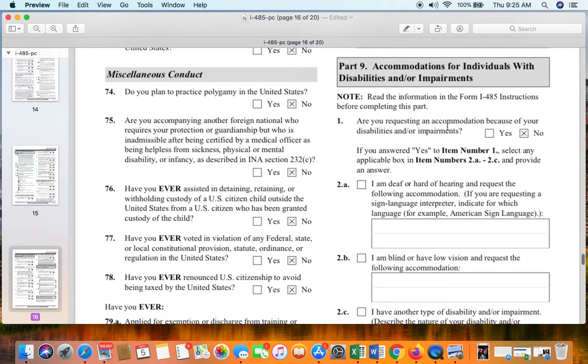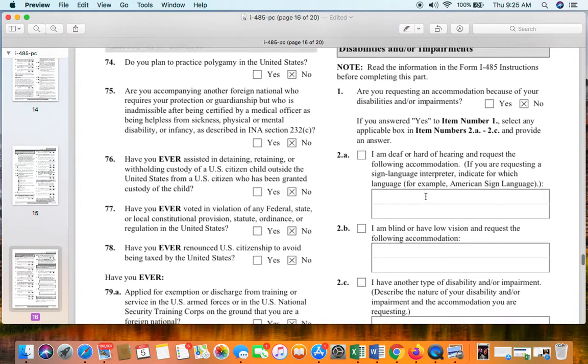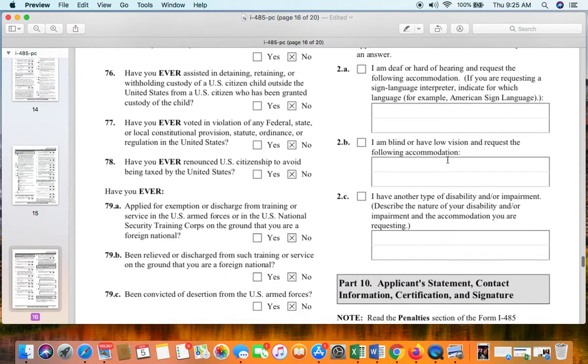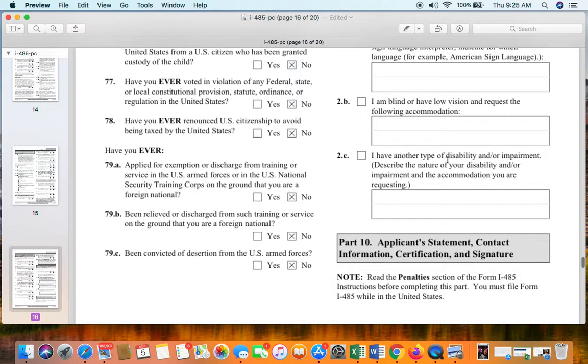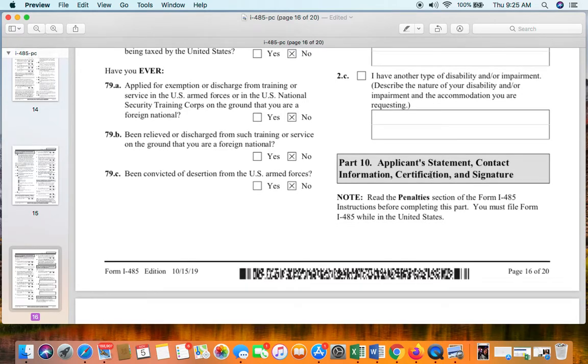Are you requesting an accommodation because of your disabilities or impairments? No, because we don't want that. If you are deaf, or if you think this is applicable to you, you can answer and write it down right here. But this is not applicable for me and my derivative applicant, so I'm just going to leave this blank. Part 10, applicant's statement and contact.